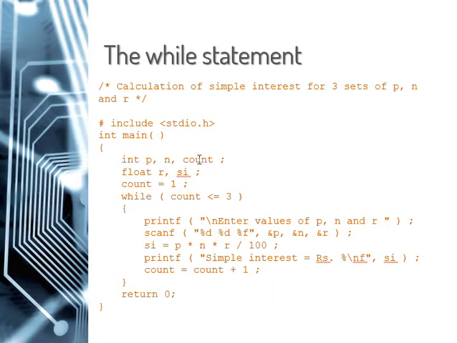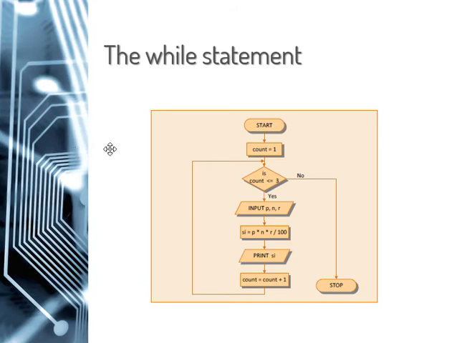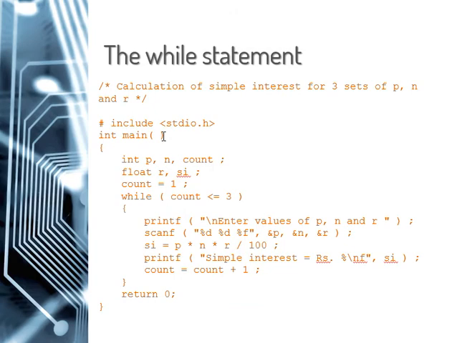Initialize SI, P, N, count as integer, then float SI and R. Kaya nga gi-float man si R ug si SI. Gi-float si R, kay divide man siya sa 100, so naa siya mga point-point, di ba? And also, si SI, gi-float siya, kay ang result ani dili integer, kay si R divided by 100 na may point. So gi-float si SI ug si R. And then the rest of the variables are integer.